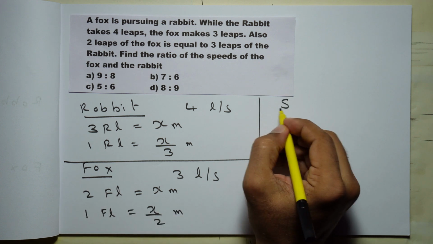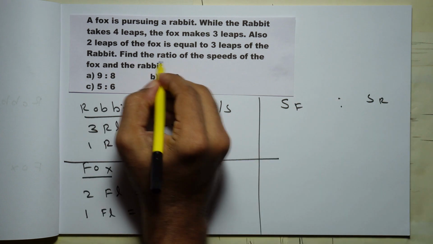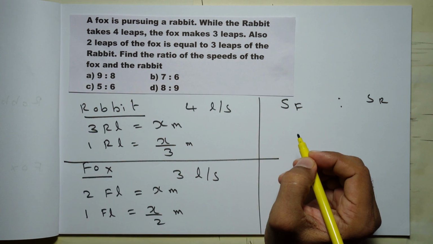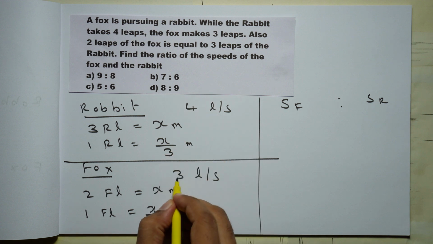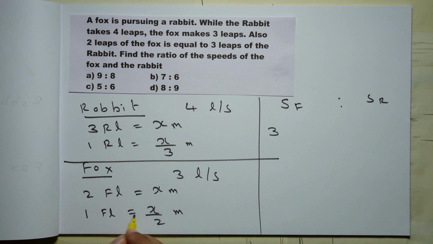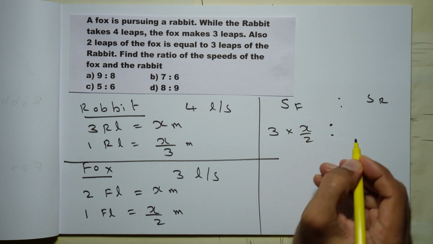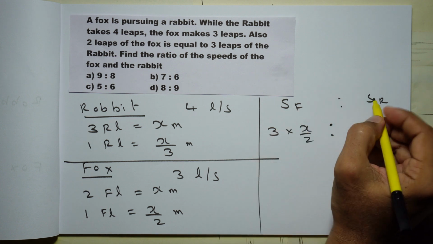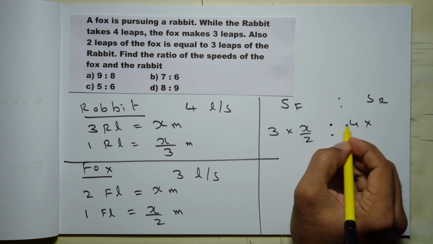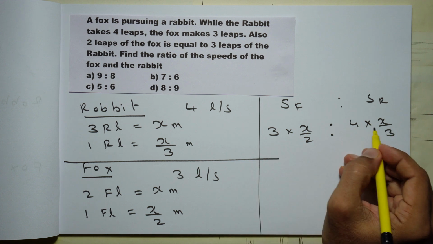Now we'll compare the speeds of the fox and speed of the rabbit. Find the ratio of the speeds of the fox and rabbit. Now what will be the speed of the fox? Now here 3 leaps per second, and each fox leap is x by 2 meters. So 3 into x by 2. This will be the speed of the fox. Next we will calculate the speed of the rabbit. 4 leaps per second, and each leap is x by 3 meters. So this will be the ratio of their speeds.